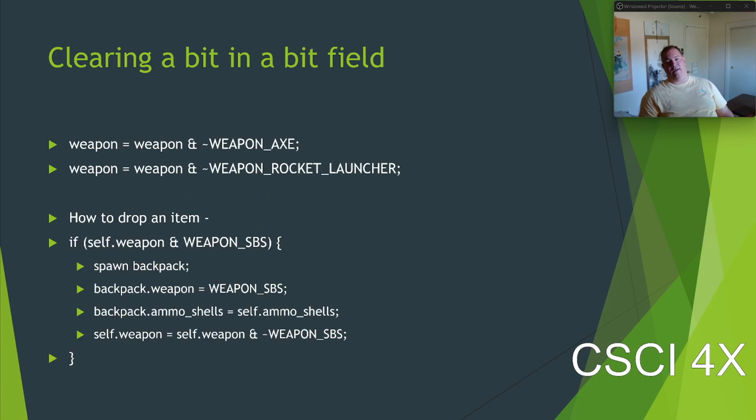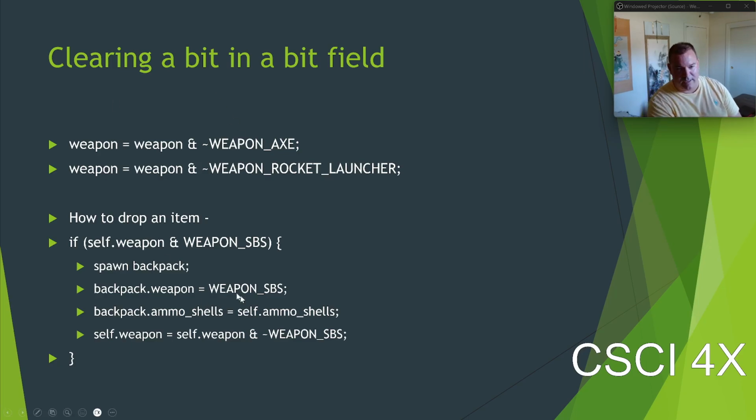And then to turn off a bit, use bitwise not with the ampersand. The reason why that works, let's say the weapon axe is the number 1. So it's 0, 0, 1. When you do the bitwise not on it, it turns into all 1s with a 0 at the end. 0 ANDed with anything is 0, so it turns it off. 1 ANDed with anything leaves it alone. So this line of code is going to leave all the other bits alone, except for the bit corresponding to the axe, and it's going to turn that bit off. So we have now dropped the axe. Okay.